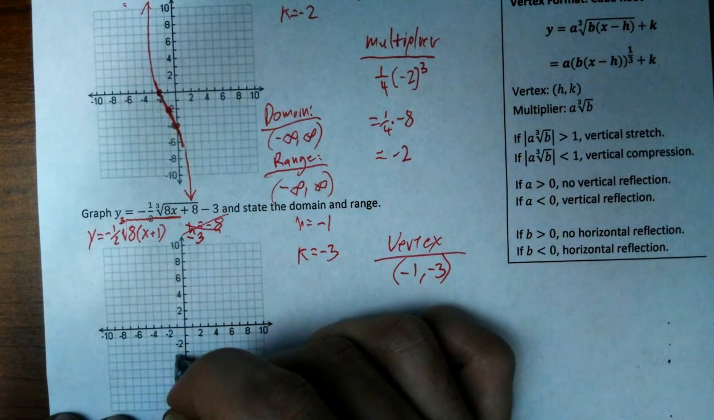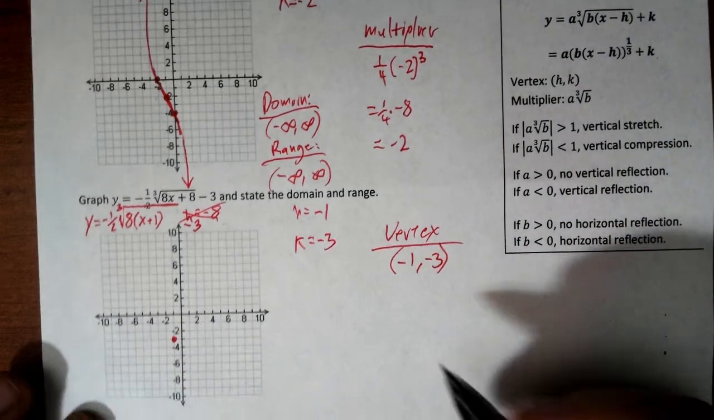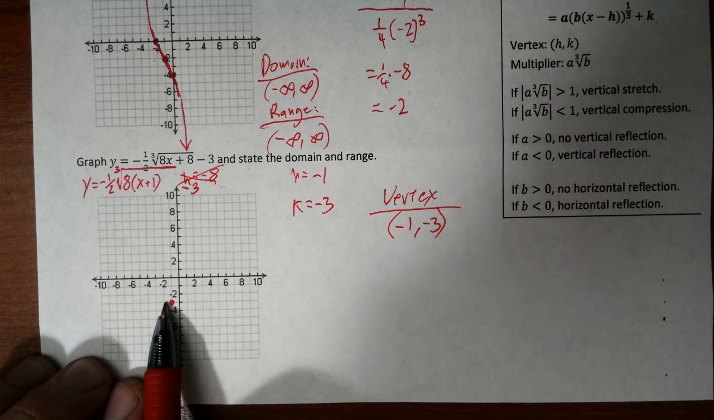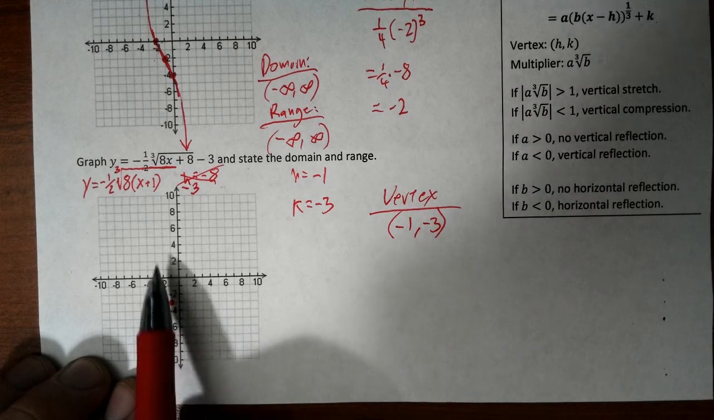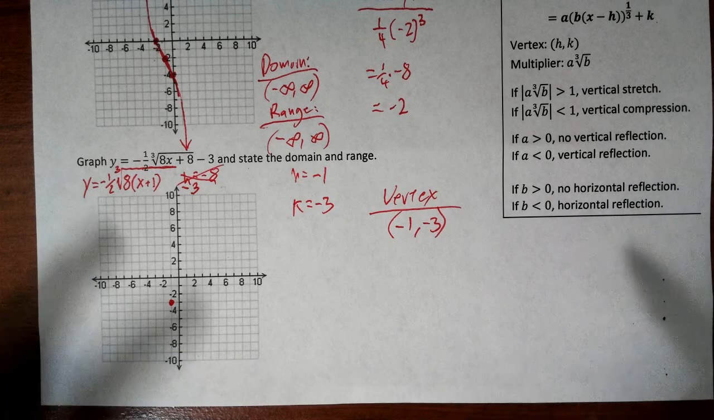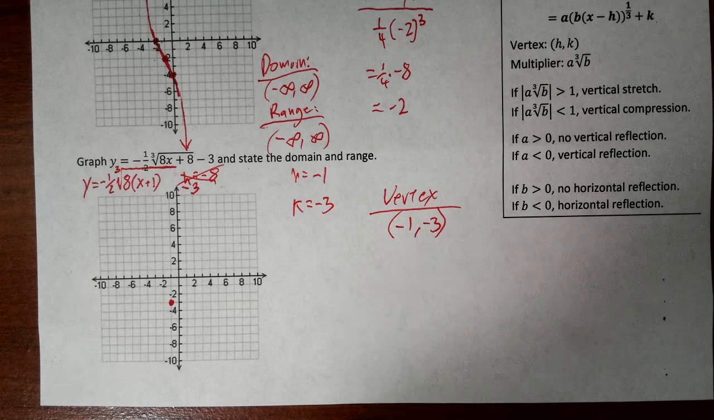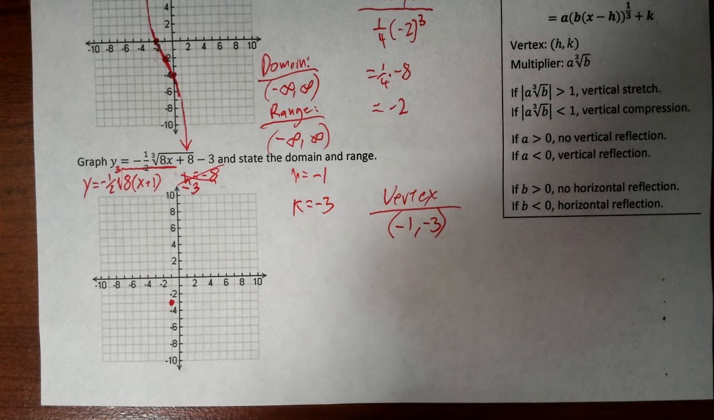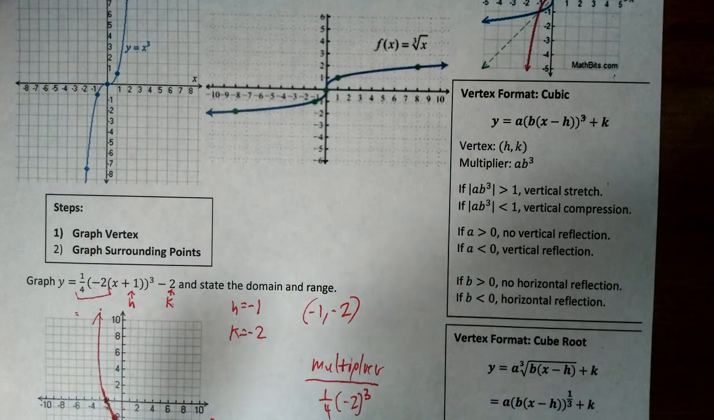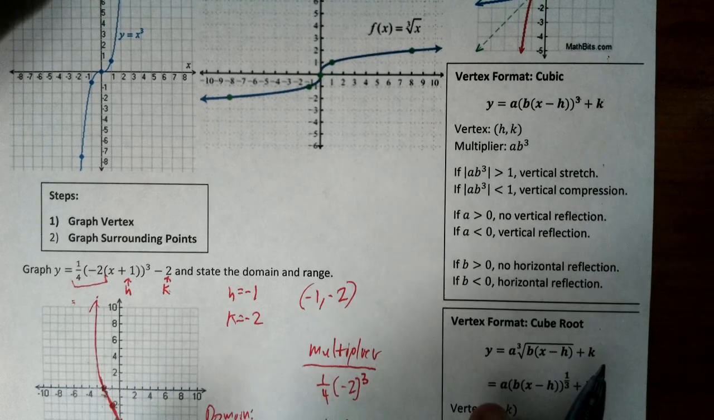So back 1, down 3, that is our vertex, right? Step number 1, you always want to plot the vertex. Step number 2, plot surrounding points. We can do this by plugging in points which are around -1. We can plug in -2 and see where that gets us, and we can plug in 0. But I guess the more conceptual and quicker way is just using what you know the graph's already going to look like, and then applying your reflections and multipliers.